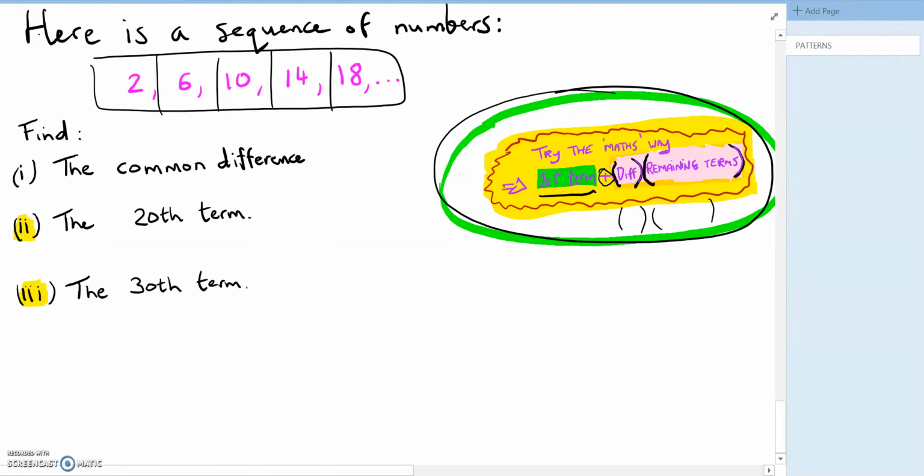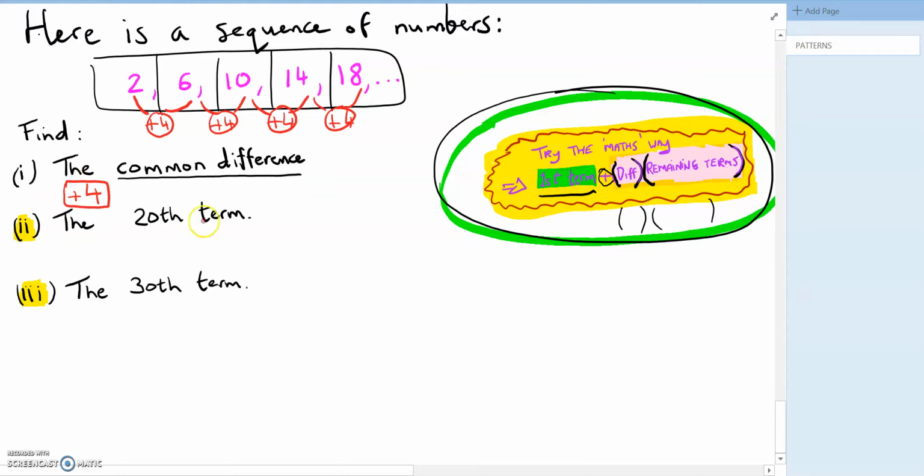I presume you gave it a go. What's the common difference, first of all? What are these numbers changing by each time? What's the difference between them? Let's see. 2 to 6, what's that? You're adding 4. 6 to 10, what's that? Yeah, you're adding 4. It's always best to check them all, just to make sure you're right. So the difference is 4. Now you can say plus 4 if you want. Maybe that's more accurate.